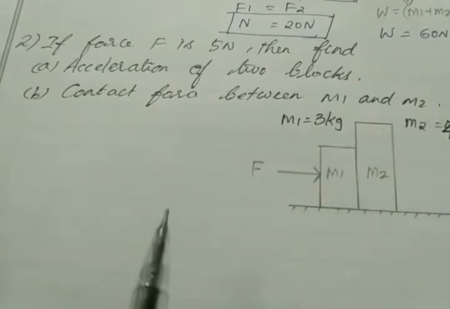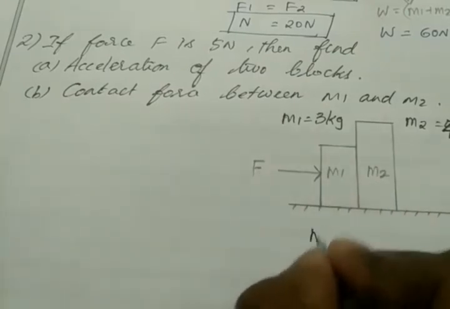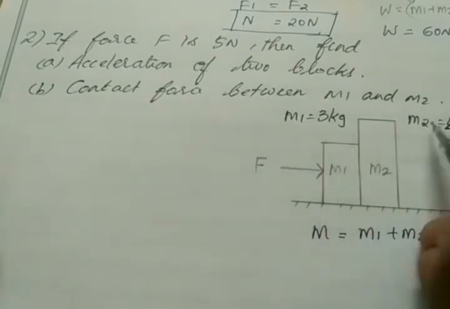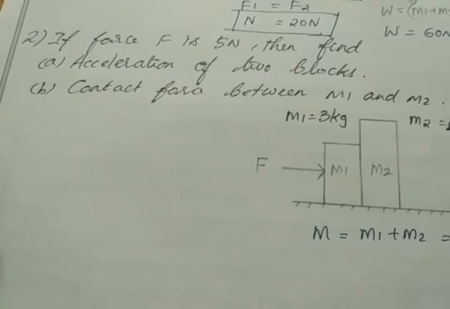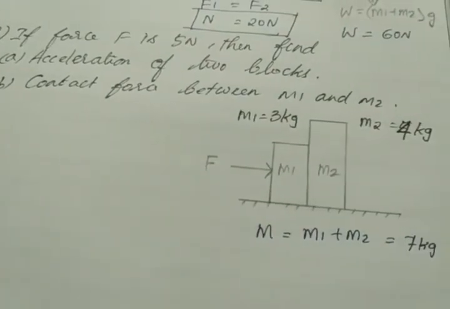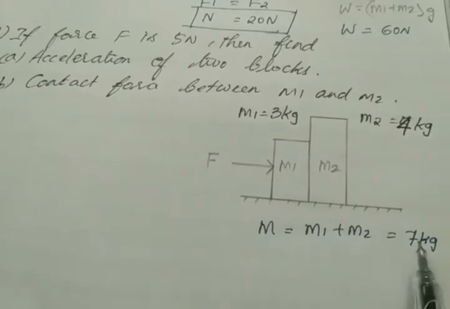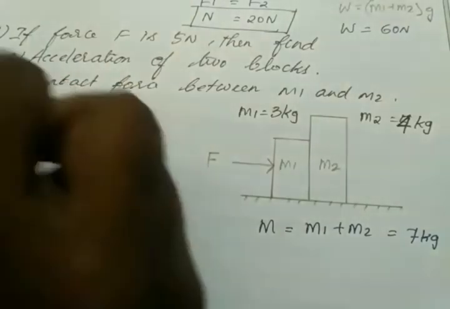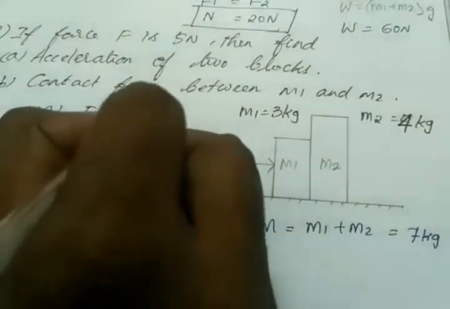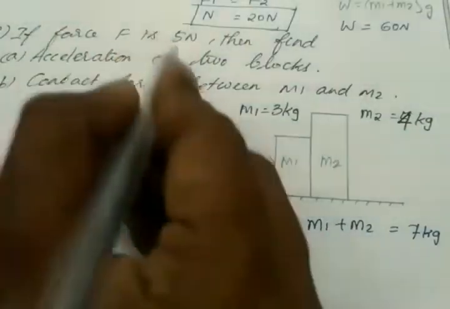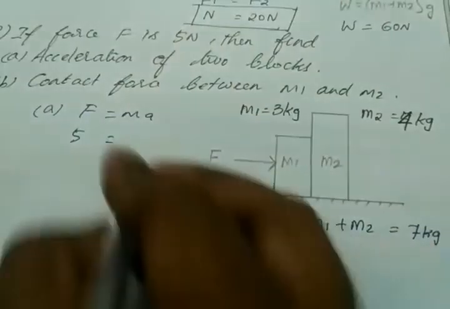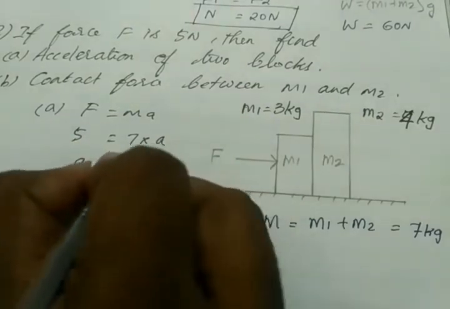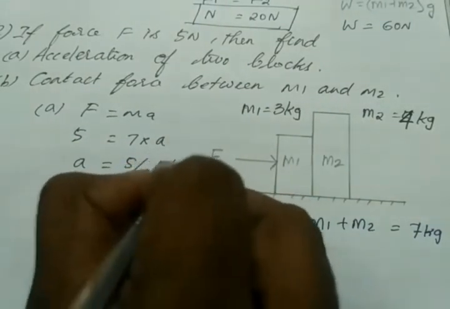So what is my total mass now? My total mass equals M1 plus M2, which is 3 plus 4, 7 kilogram. Okay. So now my force is applied to the mass of 7 kilogram. Then what is the acceleration? So simply apply Newton's second law. F equal to ma. What is our force? Force is 5 Newton. Mass 7 kilogram. Then we have to find acceleration. So acceleration will be 5 by 7 meter per second square.